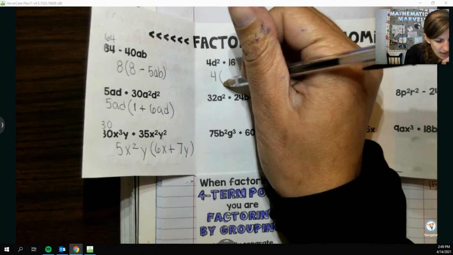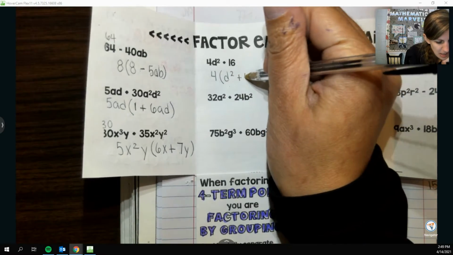All right, moving up here, as far as numbers go, they have a 4 in common. They don't have any letters in common, so we'll have d squared plus 4.